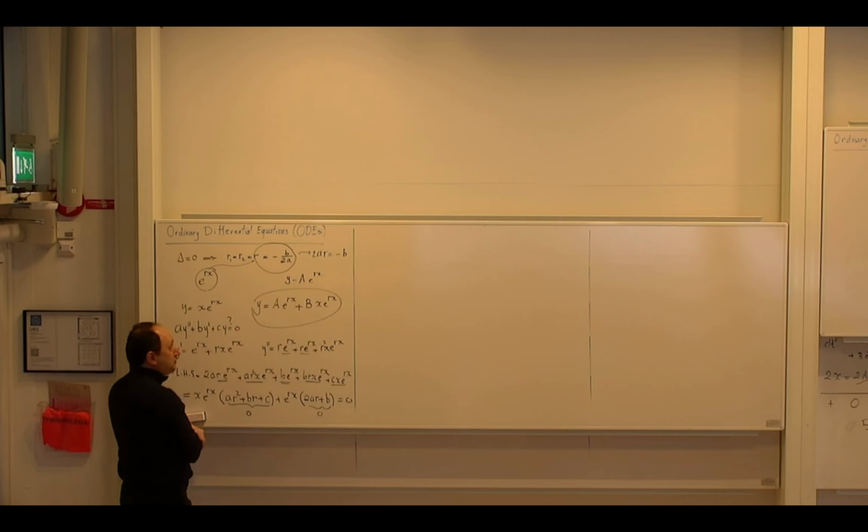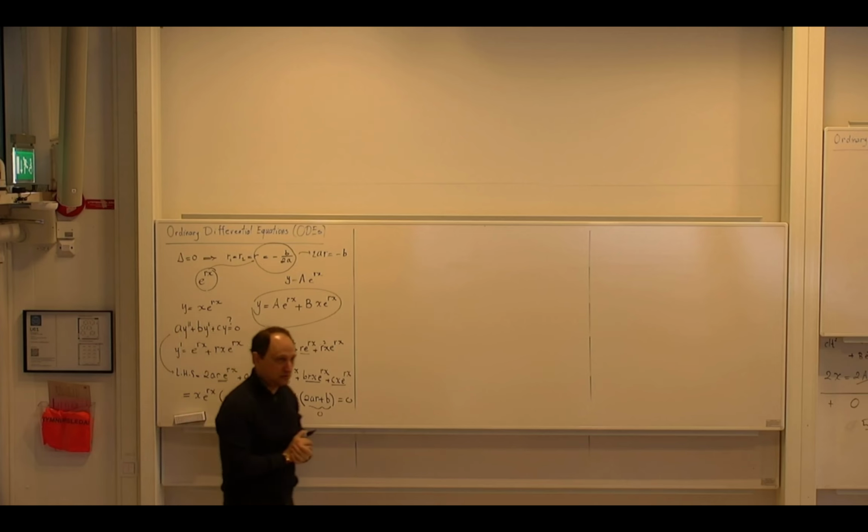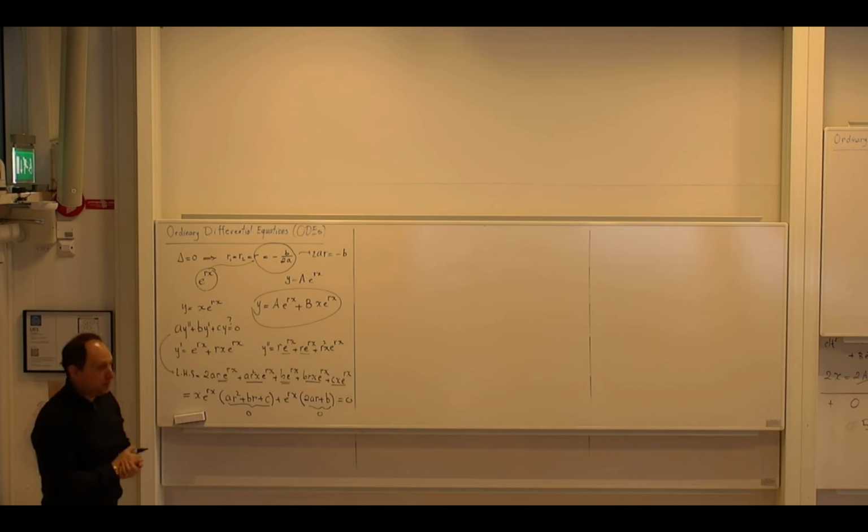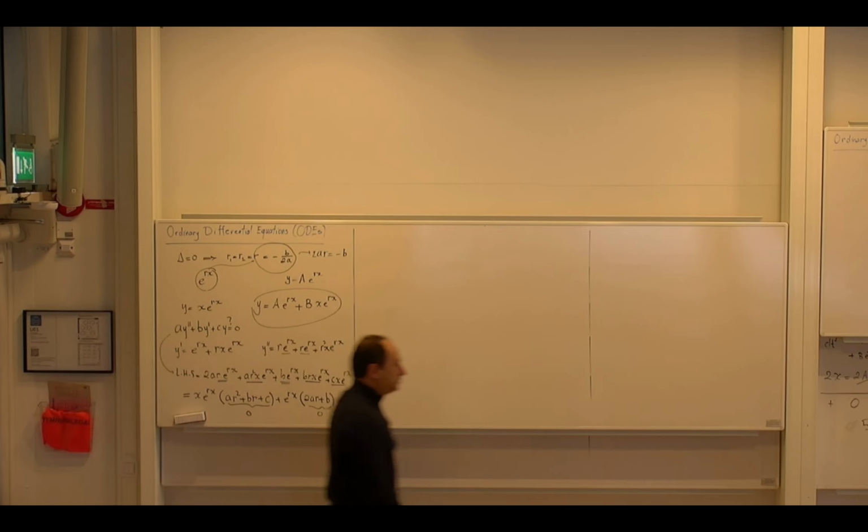Okay, so this is something that you have to remember: if delta is 0, from the characteristic equation you get only one answer, but you need two. You need to remember that the second one is just the first one multiplied by a single x. And this will give you the general solution.